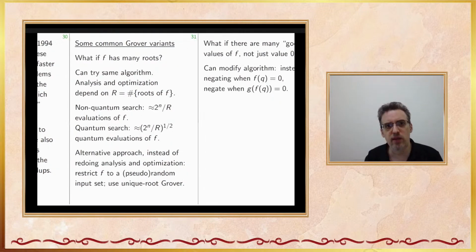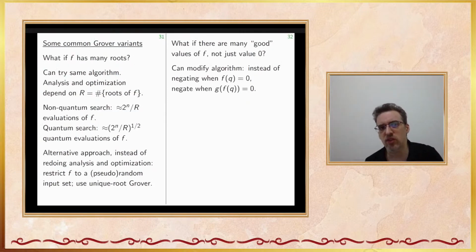Now, another common situation is that the function you're producing is something where you don't just want to know, is it hitting a particular value, like 0? But you want to know, is it hitting any of a certain set of good values? There will be some function that you can evaluate, let's call it g, which recognizes the good values. And then you can again say, let's modify the quantum algorithm. Let's get into how this algorithm works, and let's have the f evaluation, which is turning into negating a sub q if f of q equals 0.